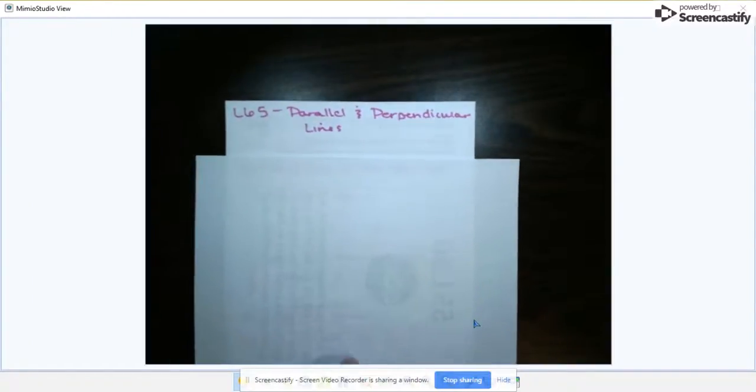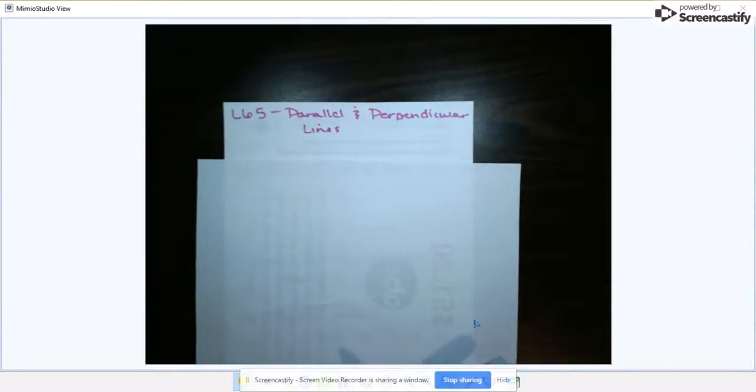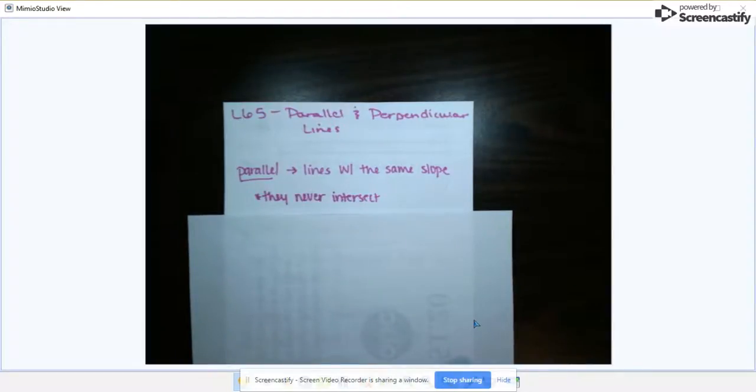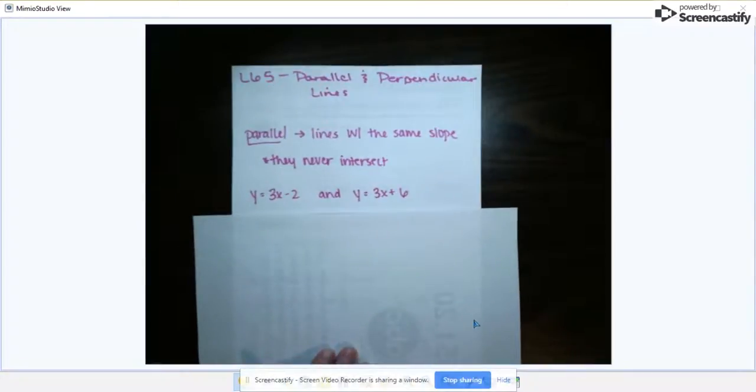Today we're going to look at parallel and perpendicular lines. So a refresher, to be parallel, that means that your lines are going to have the exact same slope. And if they have the exact same slope, your lines will never cross one another. They'll never intersect. So here we're asking ourselves, are these two lines parallel?